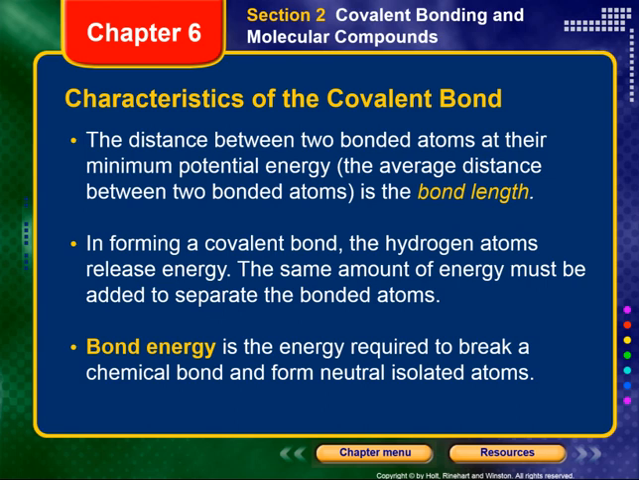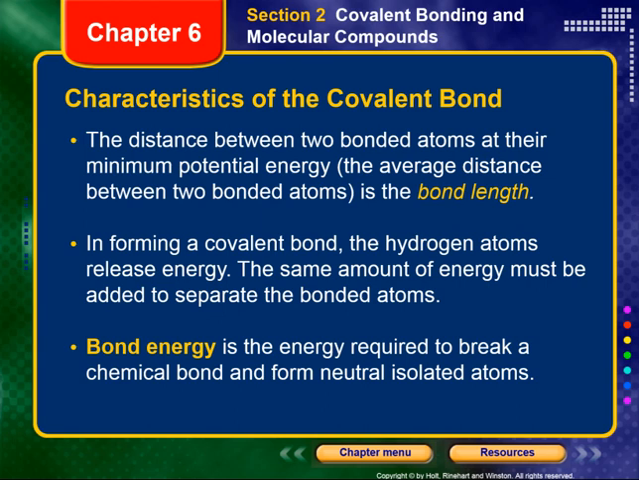In forming a covalent bond, the hydrogen atoms release energy. Now, we know that because of the law of conservation of mass and energy. If we're going to take two atoms that are at a relatively high potential energy, bond them so that they move to a lower potential energy state, that energy has to go somewhere. The energy that you lost, going from high energy to low energy, can't just disappear. And so it's released.